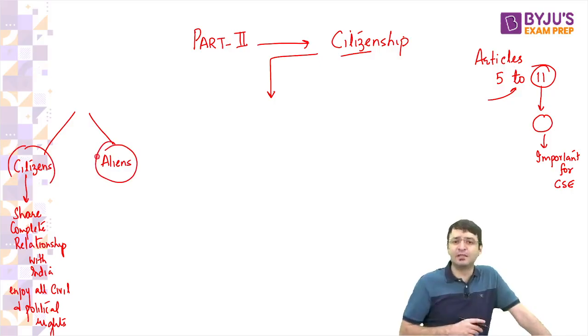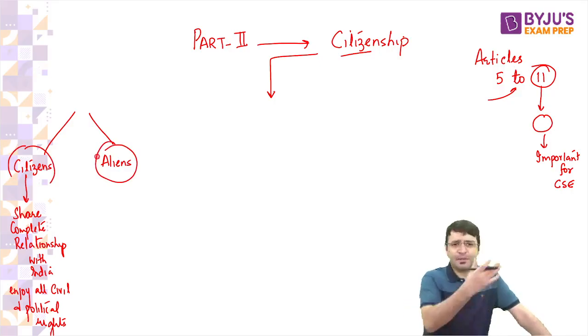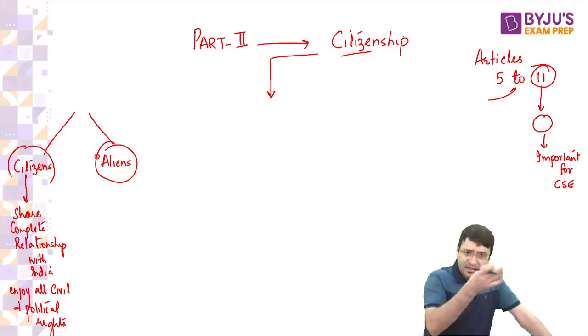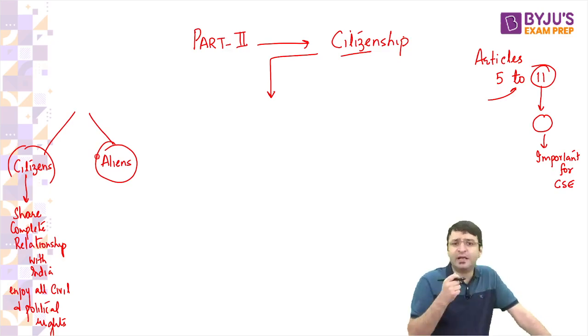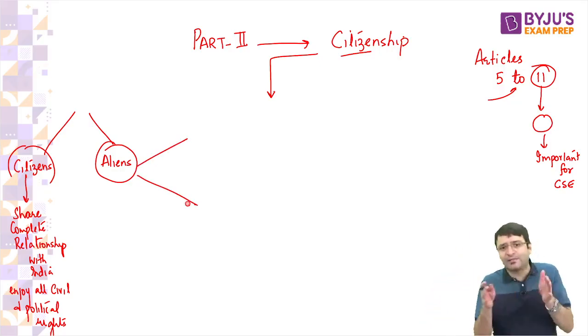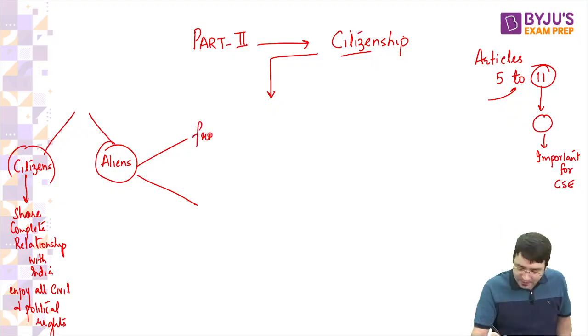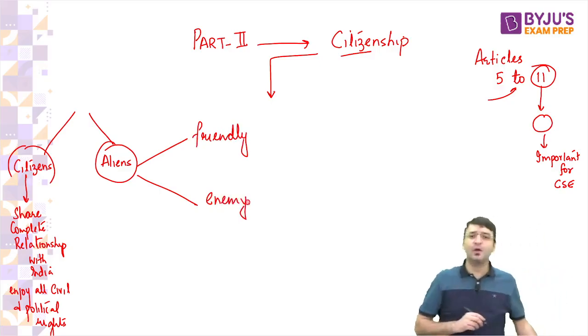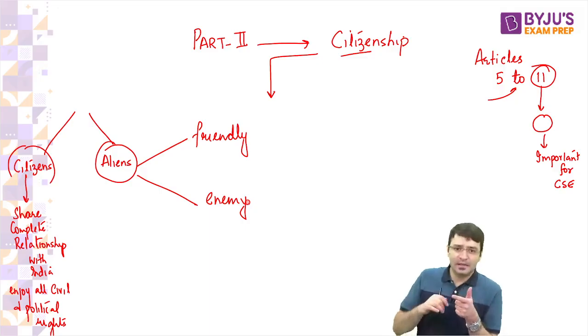Who are these aliens? Foreigners. For example, there are foreigners working in India, residing in India, studying in India, conducting business in India, on tourism-related reasons in India, on medical reasons in India. These are what we call aliens. These aliens can further be divided into friendly aliens and enemy aliens.